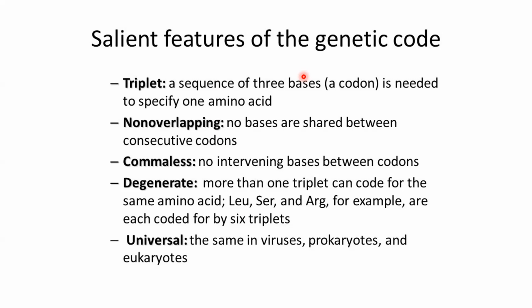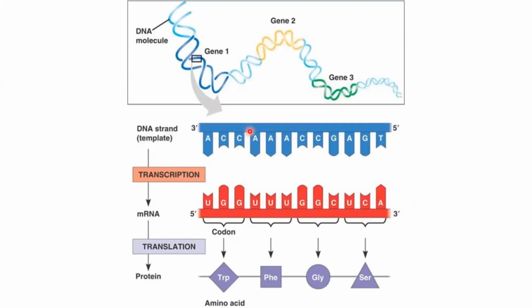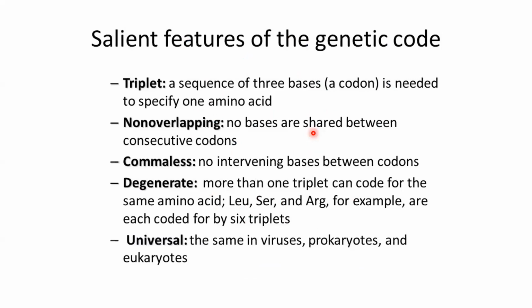Then the other fact is that it's non-overlapping. No bases are shared, which means 3 are for one amino acid, then the next 3 for another one, next 3 for another one. There is no sharing. We can't be like ACC and then start from CAA for another amino acid. No, the ribosome will read this, then the other 3, then the other 3. So there's no overlapping, there's no intervening or differences between the codons, they're continuous.